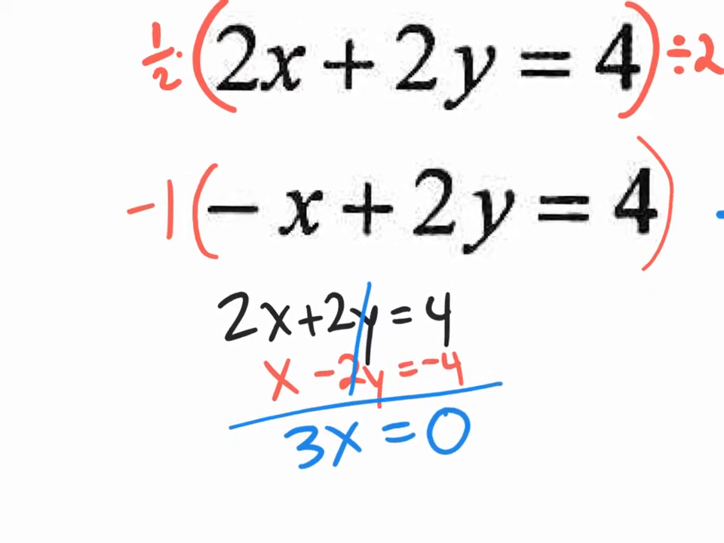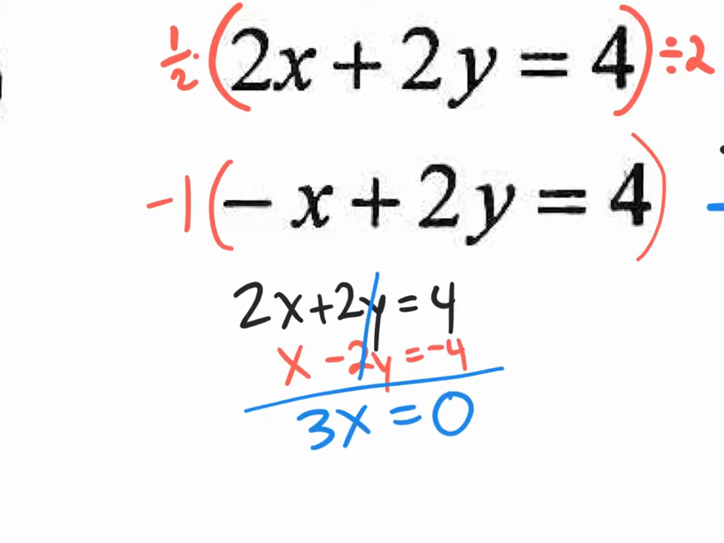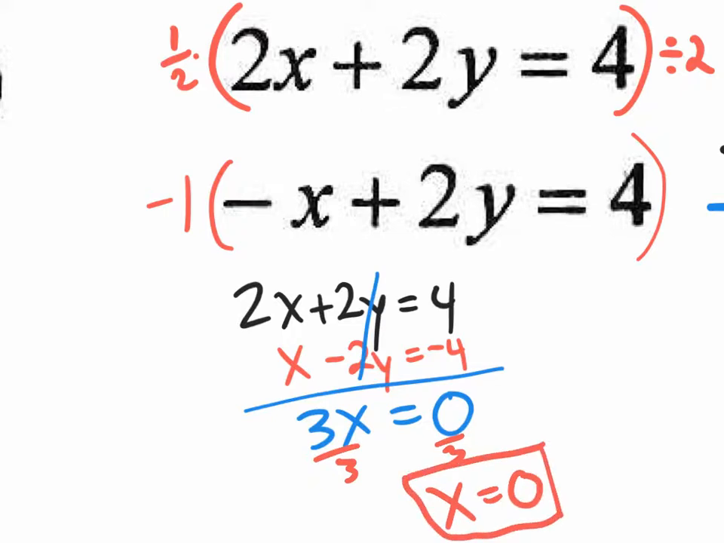How do you solve that equation? Divide by 3. What's your answer going to be? 0 divided by any number is 0. If you have nothing and you divide it into 3 pieces, it's still nothing, right? So x is 0. We still need to find the y value.